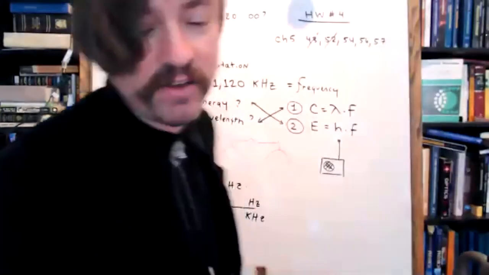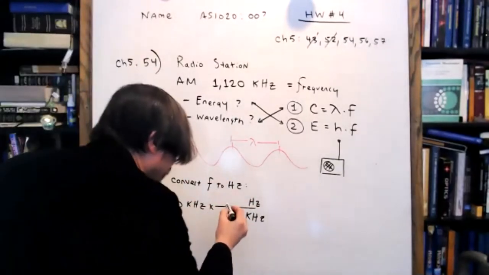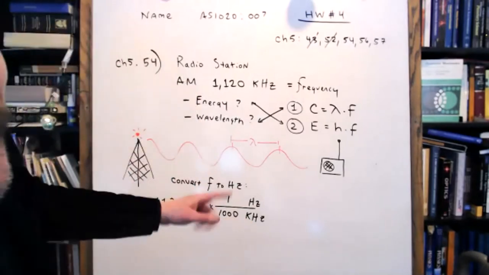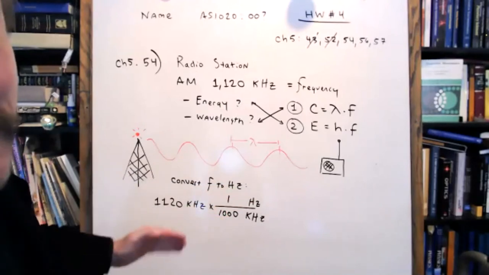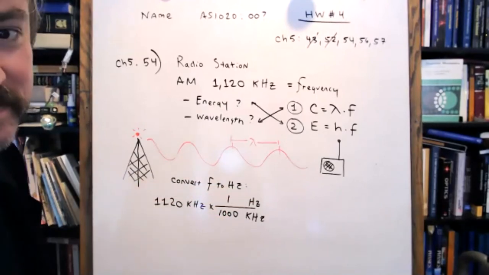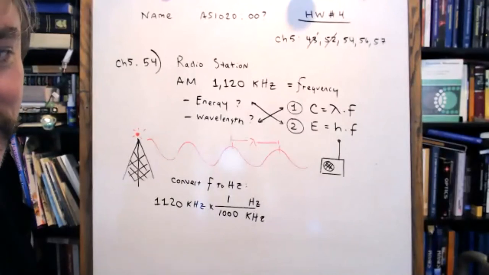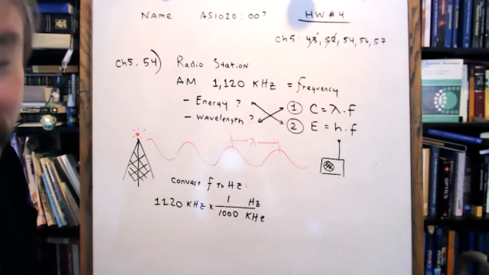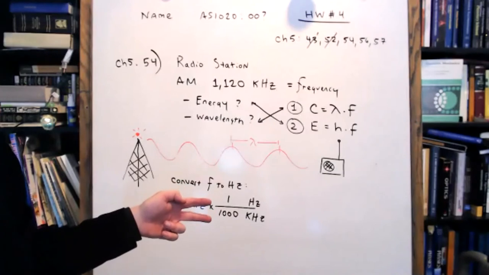Okay, sure. Let me tell you what you just said to me in words. You said 1 kilohertz... You said 1 hertz is equal to 1,000 kilohertz, and I don't like that. Does anyone understand why I don't like that? That's not true. It is true that kilo means 1,000, but it is not true that 1 hertz is 1,000 kilohertz.